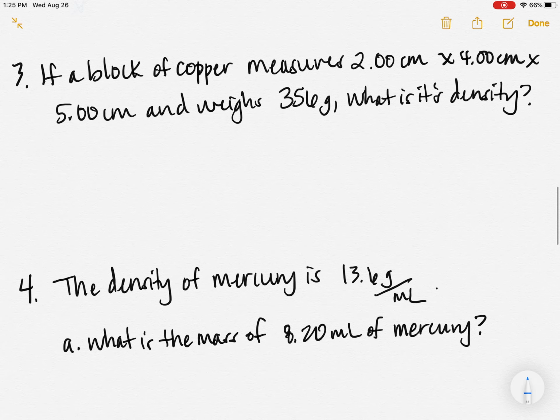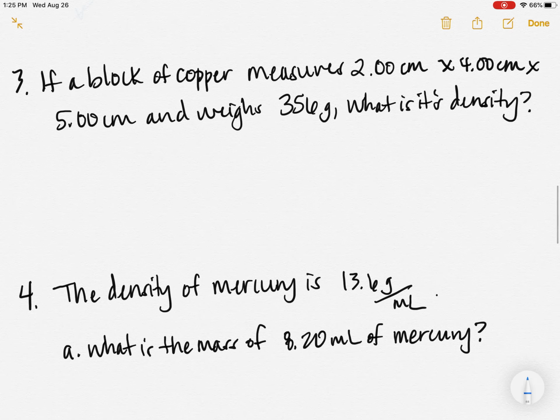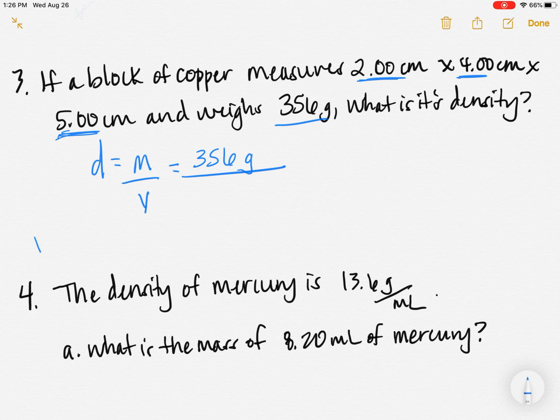Number 3, if a block of copper measures 2 centimeters by 4 centimeters by 5 centimeters and weighs 356 grams, what is its density? So looking for density, I need a mass and I need a volume. They gave me a mass, 356 grams. However, they did not give me a volume, but that's okay, because what they essentially gave me was a length and a width and a height. So I can find the volume.